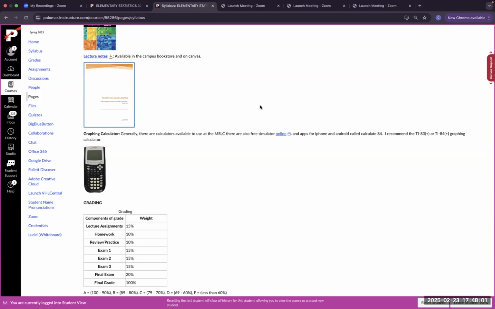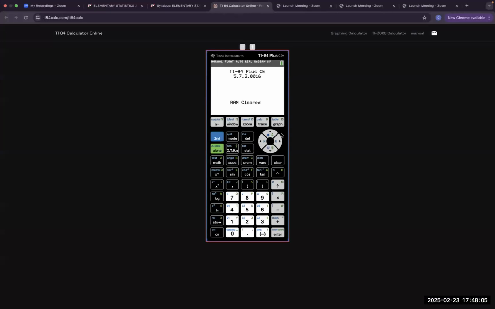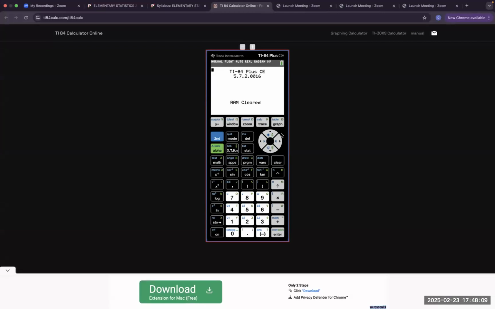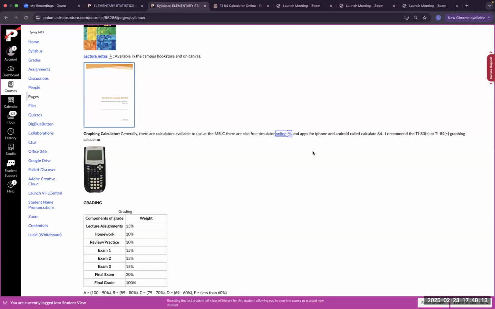And so I suggest there's an online simulator that takes us to a calculator. So this looks like the graphing calculator that we'll be using. And it has all the same keystrokes as the physical calculator. There's also apps for the iPhone and Android. I believe it's called Calculate 84, and you can just use it on your phone. And again, it shares the same keystrokes so that you know how to do it when it comes to the exams and you use a physical graphing calculator.